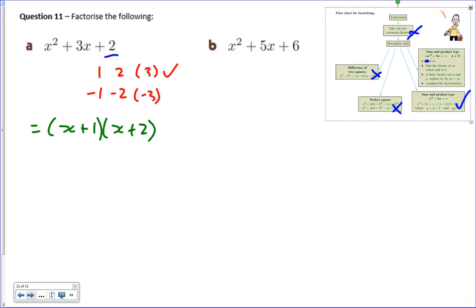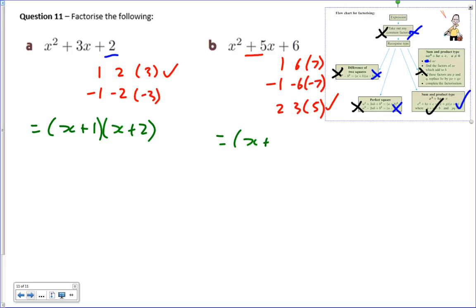So for B, through a different colour, is there any common factors? No, it's not difference of 2 squares. It's not a perfect square. There's no a value, so it's that one again. So again, we go through the factors of 6. So 1 and 6, that makes 7. And -1 and -6, which makes -7. Then we can go 2 and 3, which makes 5. In fact, that's what we want, because up here we have to add them to something positive 5. So now we can write that as equal to x plus 2, x plus 3. And that is now fully factorised.